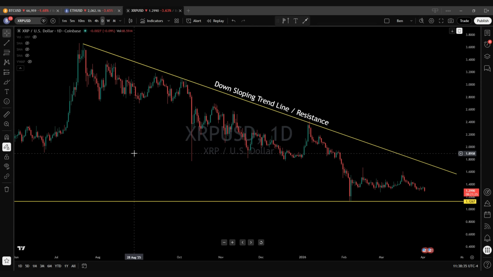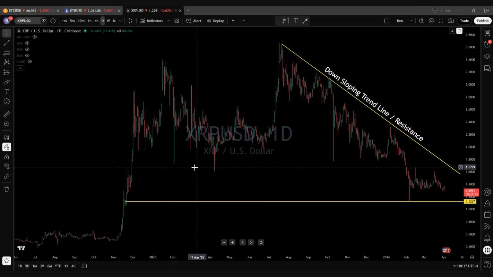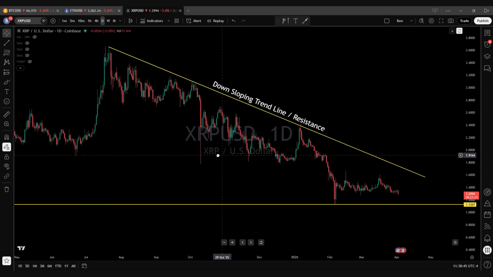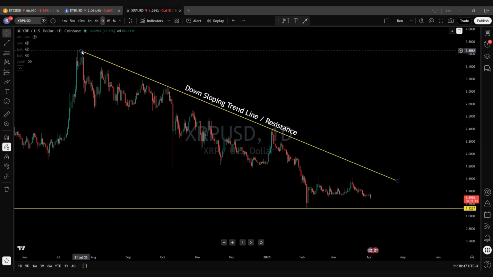XRP had this huge run. So we're going to zoom out in the charts. It created a new all-time high on the highs of 2025. And now all of a sudden, we're getting rejected over and over again. So here's a first pivot top, secondary hit, third hit, and look at what happened on the third hit. Had this huge surge to the downside.